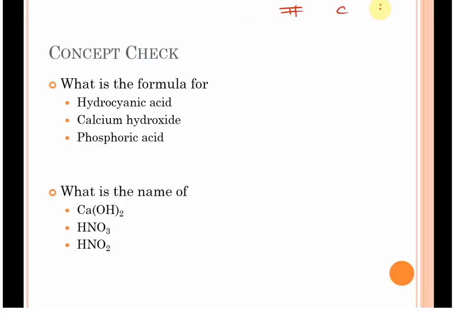Number, charge, total. Hydro, because it's got acid, you're going to start with an H. Cyanic came from cyanide, so CN. This is a +1 charge. You've memorized the cyanide because you have flashcards, so it's -1. You need one of each, so it's HCN.